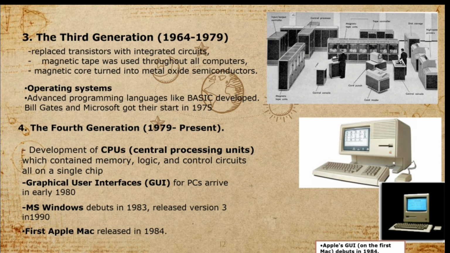In this generation, MS Windows debuted on November 20, 1983, and it was not a complete operating system back then, but rather an operating environment that extended MS-DOS. They also released version 3 on May 22, 1990, called Windows 3. This Windows 3 user interface was finally a serious competitor to the user interface of the Macintosh computer, also known as the Apple Mac.